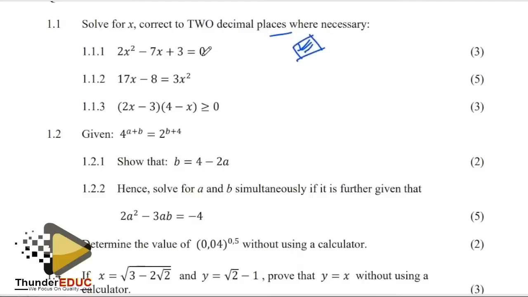So this, just get your A, your B, and your C values, substitute in the quadratic formula, or get the factors and then get the answers for x. Then for the second part, create the standard form first. So it's 3x squared minus 17x plus 8 is equal to 0. And then you can go on to solve.